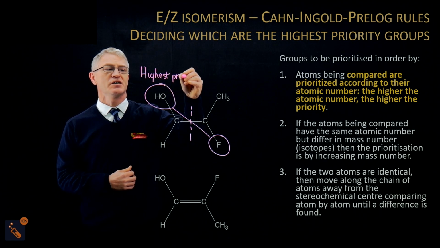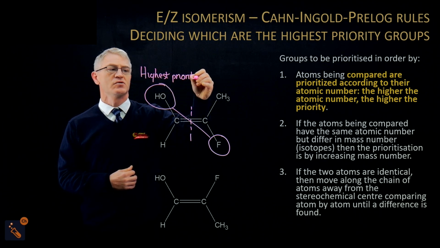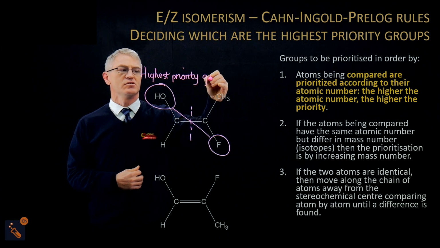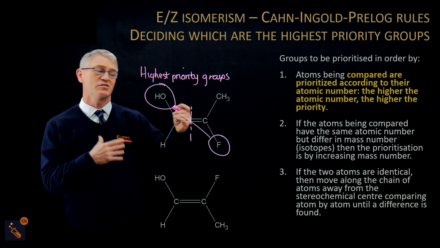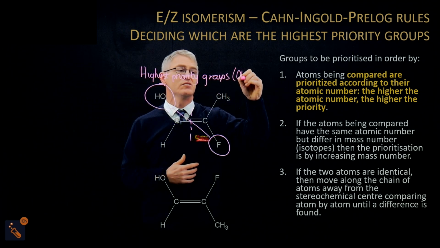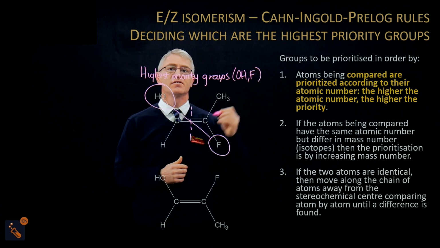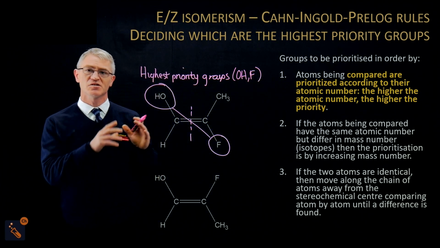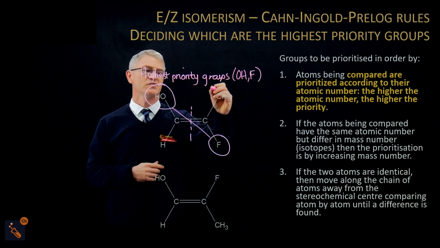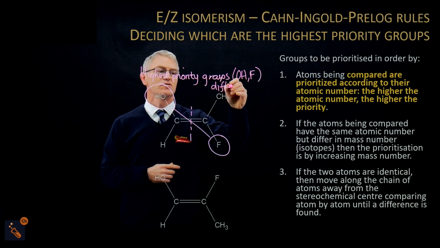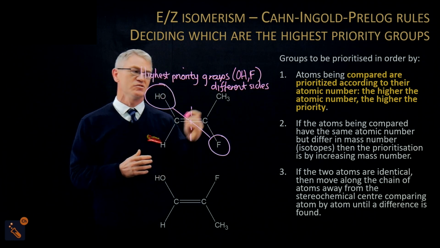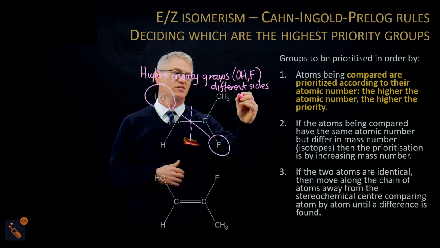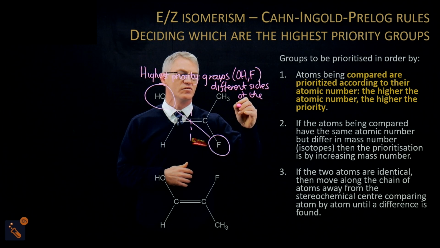Remember, this is how you answer it in the exam. The highest priority groups, and you will label those highest priority groups. So you're going to say OH and F, okay? And those are on different sides. Okay, and they're on different sides of the double bond, if you're putting in a full answer.